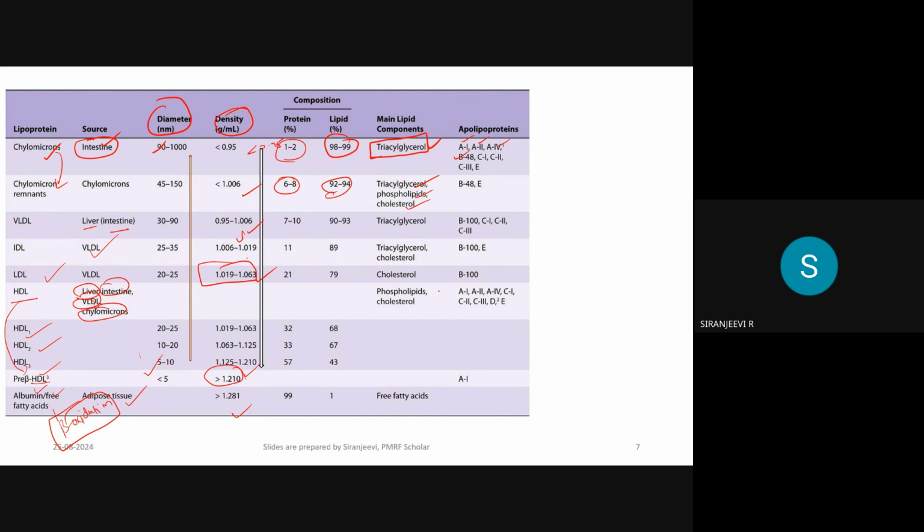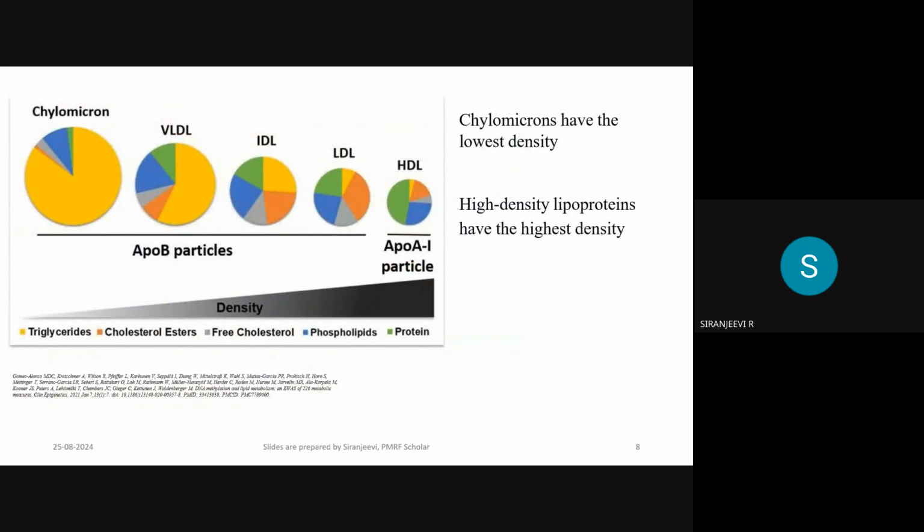Then VLDL is mainly made up of the triacylglycerol, and it has B100, C2, C1, and C3 apolipoproteins, and it has a very high content of triacylglycerol, which is 90 to 93 percentage, and then 7 to 10 percentage of the protein content. In the same way, IDL has triacylglycerol and cholesterol, and LDL has cholesterol alone, and HDL has phospholipids as well as the cholesterol, sometimes cholesterol ester as well. And what are the signature apolipoproteins that you can get from this whole table? So this is the overall structure that we can see in a nutshell.